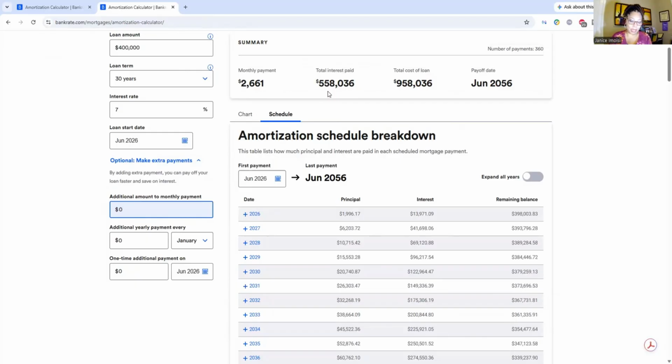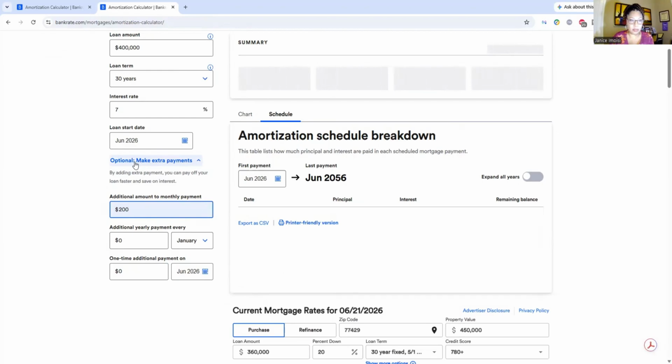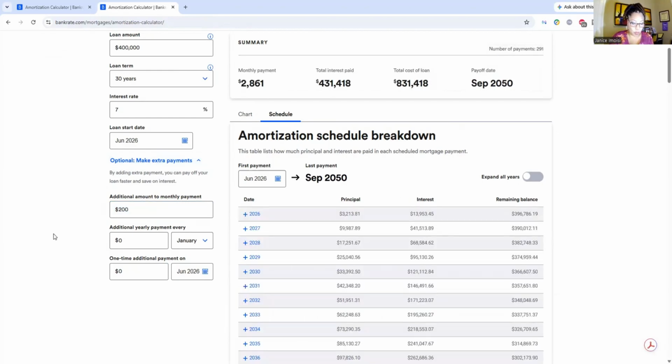$558,000. Let me get my calculator out on that one real quick for you. Okay, so if we have $558,036 minus, remember, we're going to put the $200 in there, we're down to 431,418. You just saved $126,618 in interest. Think about that for a second. But that's you paying that $200 as you continue for the life of the loan.